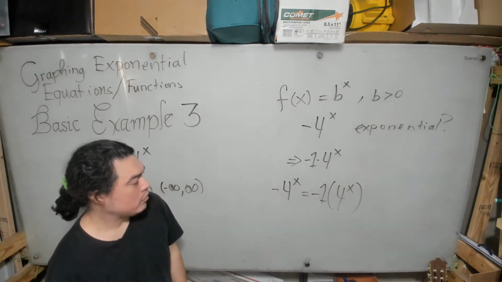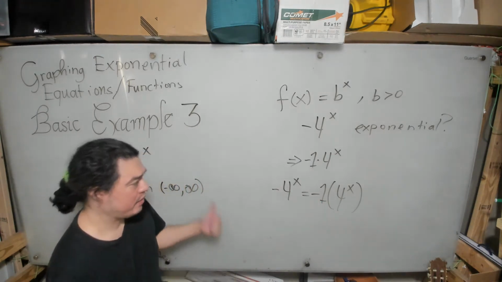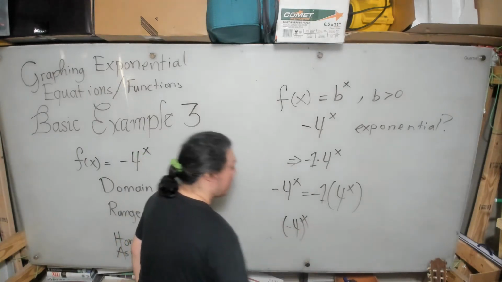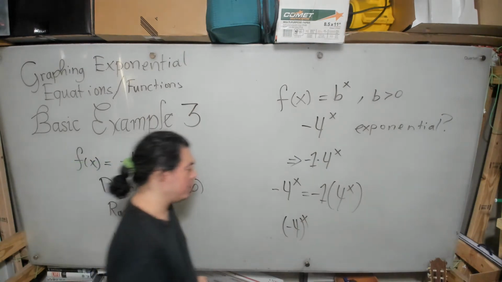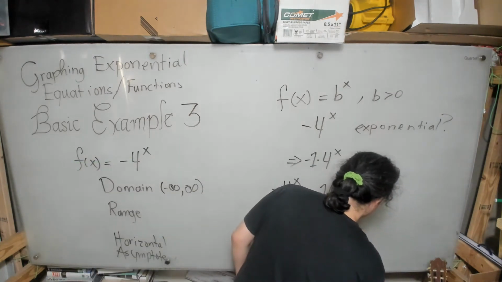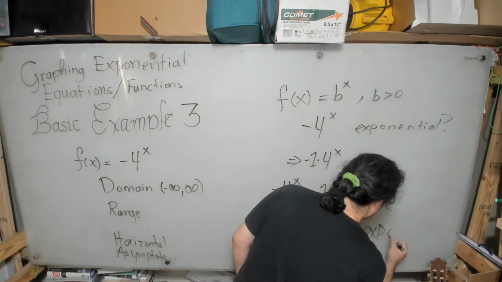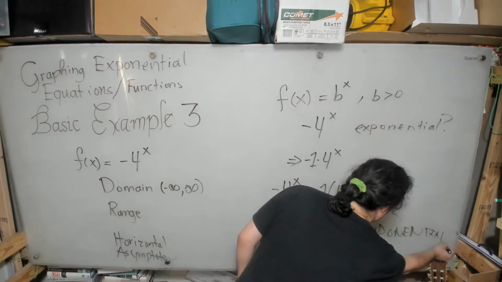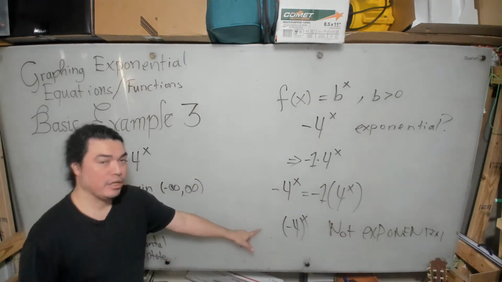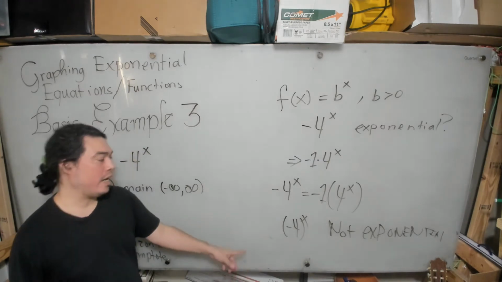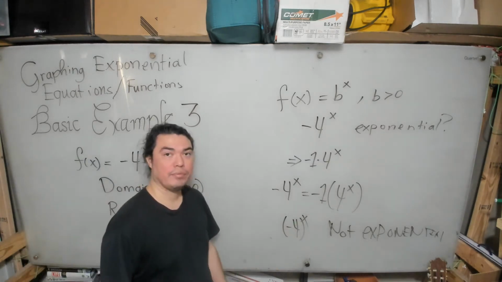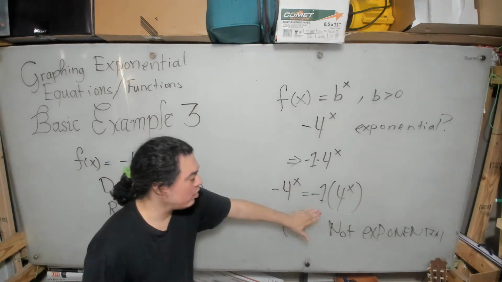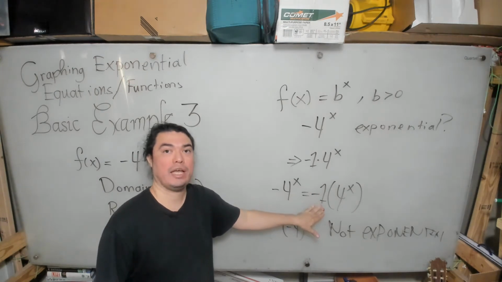However, I do want to point out, if instead of this, it had been negative 4 in parentheses, to the x, then this would not be an exponential. This is not an exponential, because then the base would be negative 4, and it would be negative 4 being raised to the x power. So that would not be an exponential, but this is an exponential because it is in fact identical to negative 1 times open parentheses 4 to the x close parentheses.